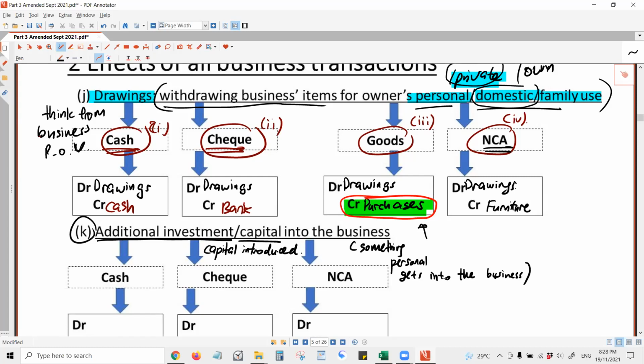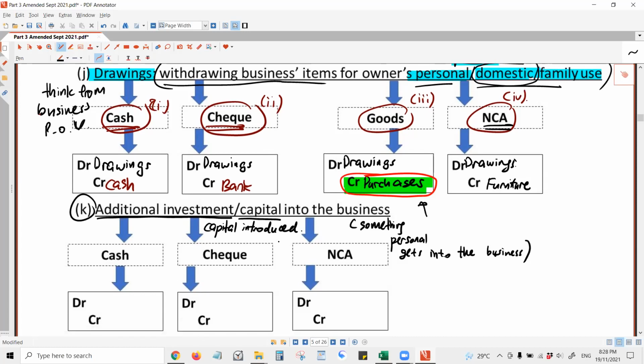So what would the double entries be? I told you that transaction K is the other way around from drawings, right? Drawings is taking things out of the business for personal use. Transaction K is about putting something personal into the business. So does this mean that double entries would be the other way around? No, the double entries are not the other way around. For transaction K, you are not going to credit drawings.